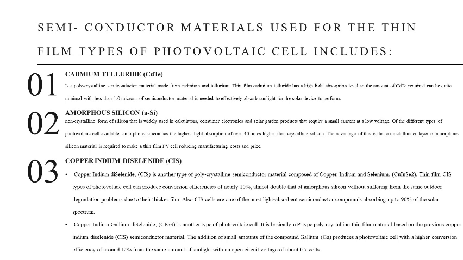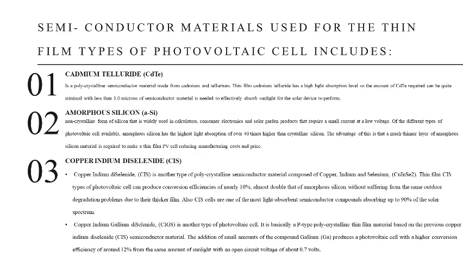Good day everyone, I'm Michelle Sican and I will be discussing semiconductor materials used for thin film types of photovoltaic cells. Photovoltaic panels convert light into electricity. Series connected photovoltaic panels, bypass diode protection, parallel connected photovoltaic panels, maximum solar cell power, and how to solve photovoltaic solar cell problems. First, semiconductor materials used for thin film types of photovoltaic cells include these three: cadmium telluride, amorphous silicon, copper indium diselenide.